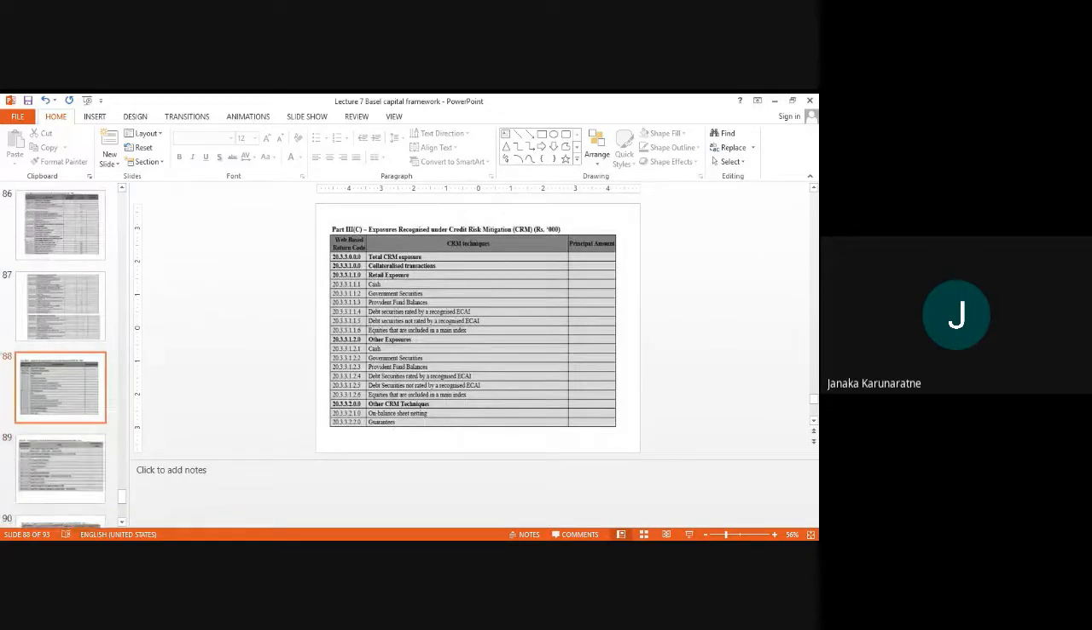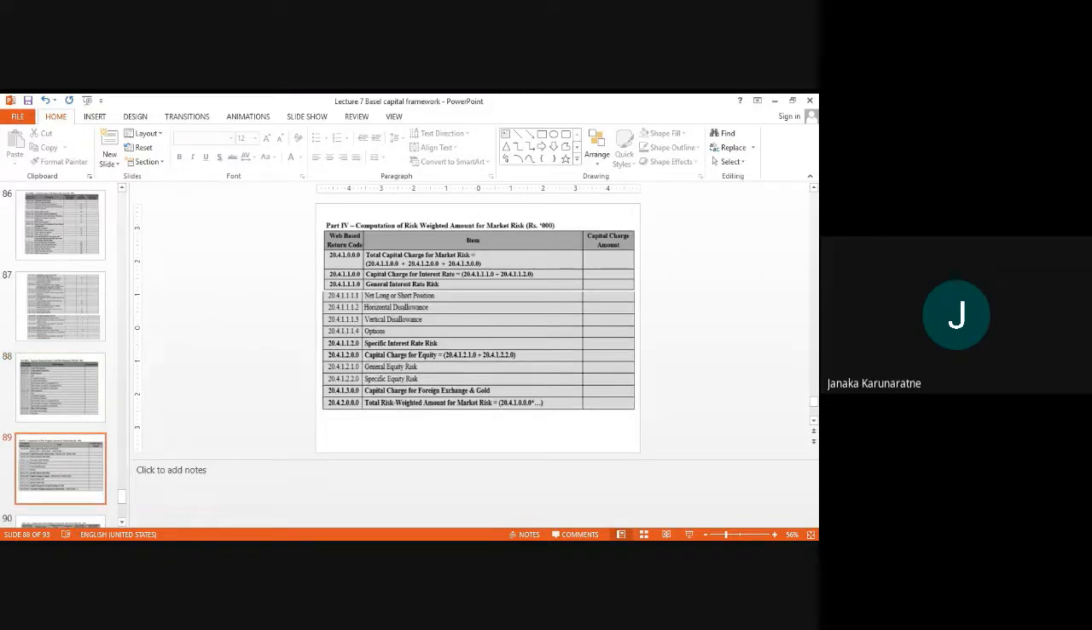And also, if there is risk mitigation, you can apply that as well for different exposures, such as retail exposures, cash, government securities, provident fund balances. If your exposure is covered by these risk mitigants, then you can apply them appropriately for the relevant principal amount, right?